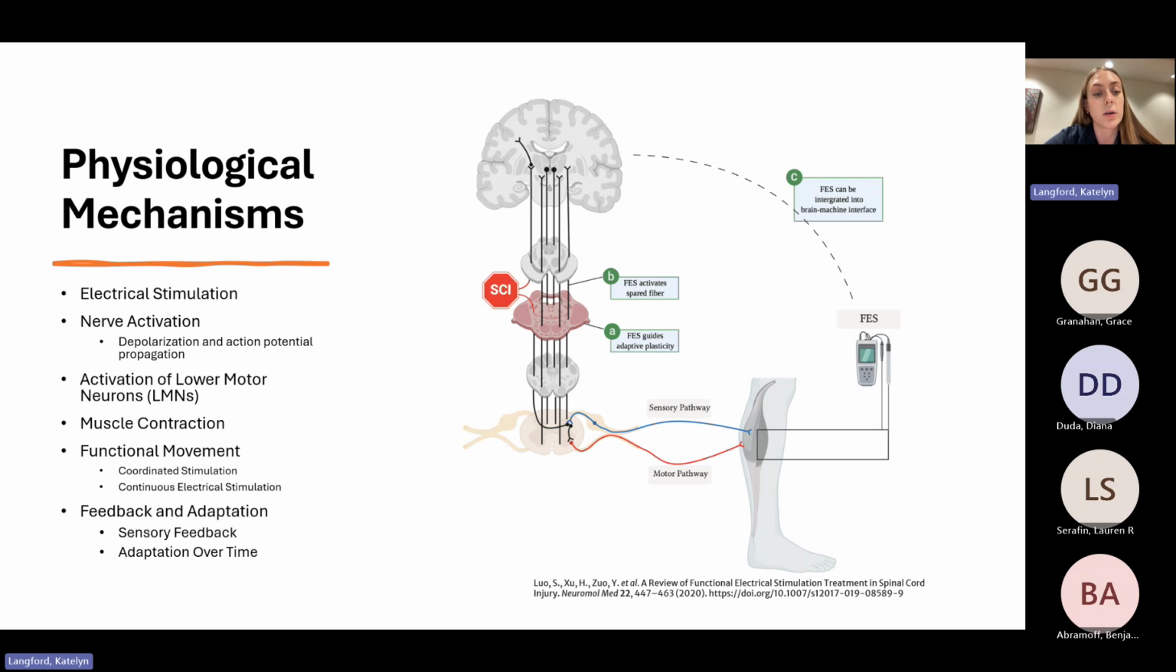And this only works with patients that have preserved lower motor neuron function, meaning their upper motor neurons have been damaged. So then you get the muscle contraction and hence the functional movement with feedback and adaptation with sensory and even adaptation over time.